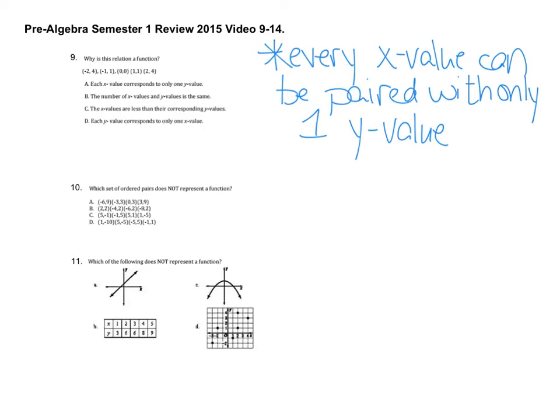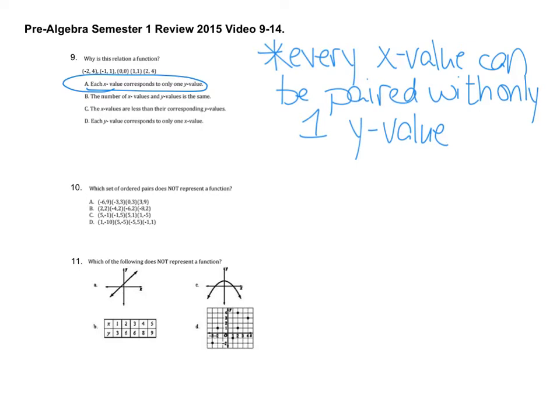So we look at our x values, -2, -1, 0, 1, 2. None of them shows up more than once. No x value has more than one y value. So this is a function because each x value corresponds to only one y value. Correspond means to be paired with or to match with. Okay? All right, number 10 says which set of ordered pairs does not represent a function.